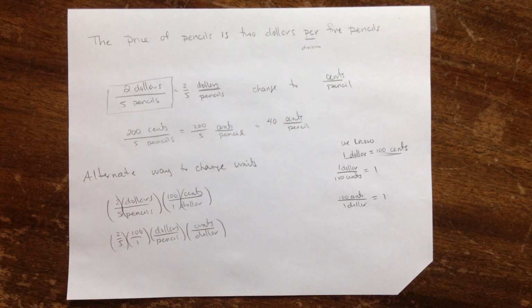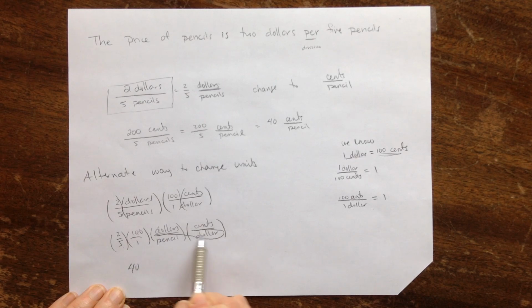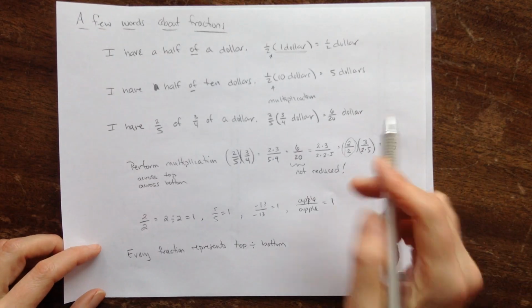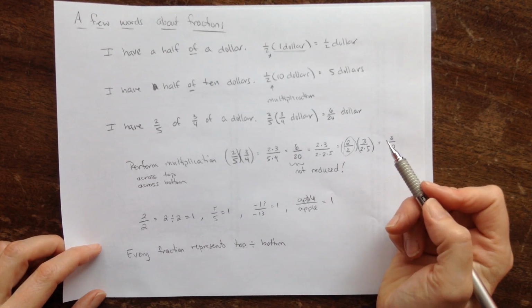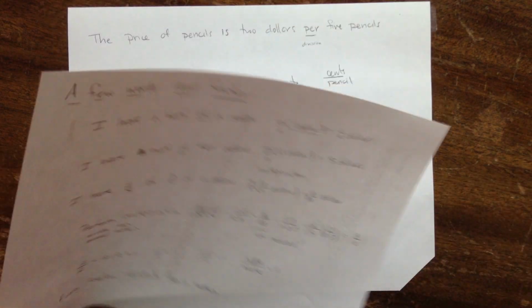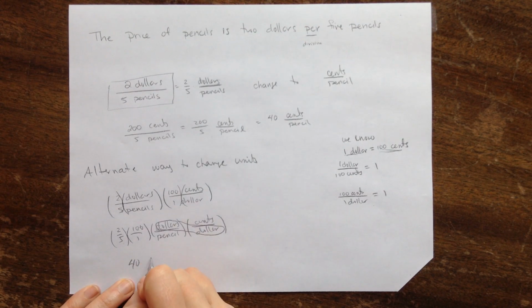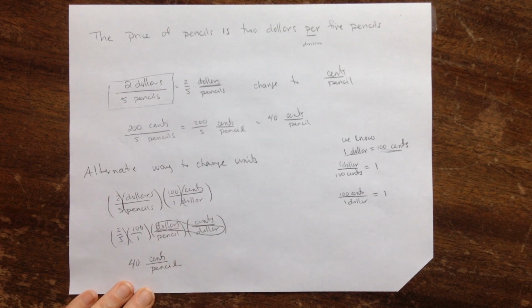And what's going to happen is you're going to get 2 times 100 over 5, which is 40. Or if you like, you can do 100 divided by 5 and get 20, times 2, and get 40. And now you have dollars in the top and dollars in the bottom, just like here when we reduced the fractions, we had a 2 in the top and a 2 in the bottom. And it's all multiplication. And so the dollars over dollars are basically a 1. And so we have 40 cents per pencil, which we knew.